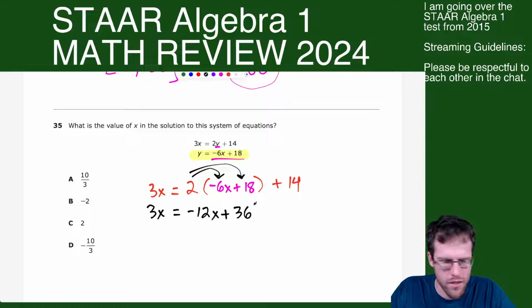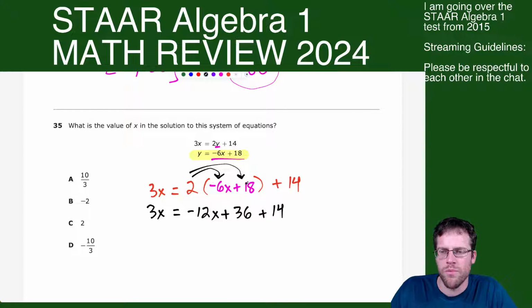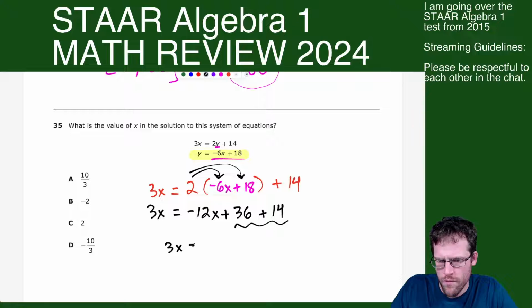Oh, you don't like this question. All right, well, I'm hoping I could make it easier for you. Just make sure you distribute just to this. Don't distribute to the 14, because the 14 is not in the parentheses. So if you want to do this question by hand, this way will work. Okay, 36 plus 14. So we're going to have 3x equals negative 12x. This is going to make 50.